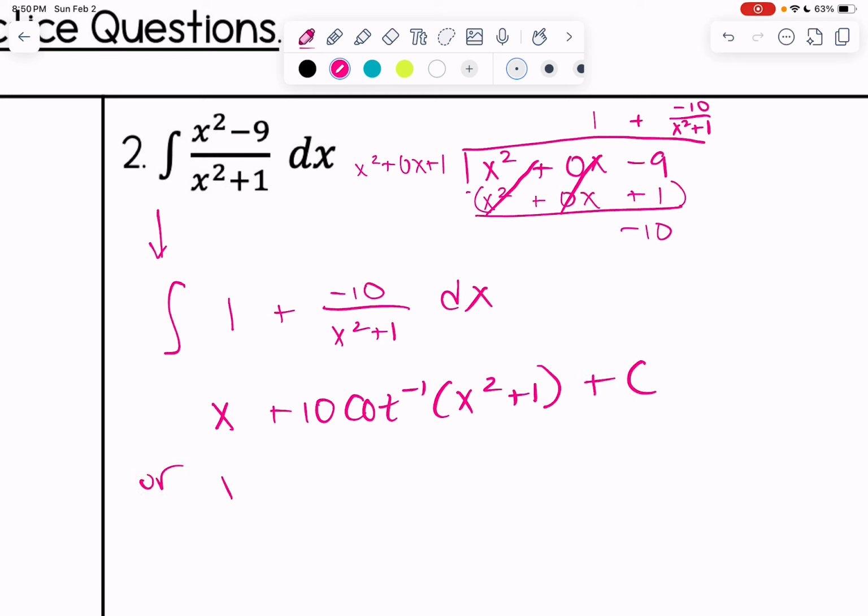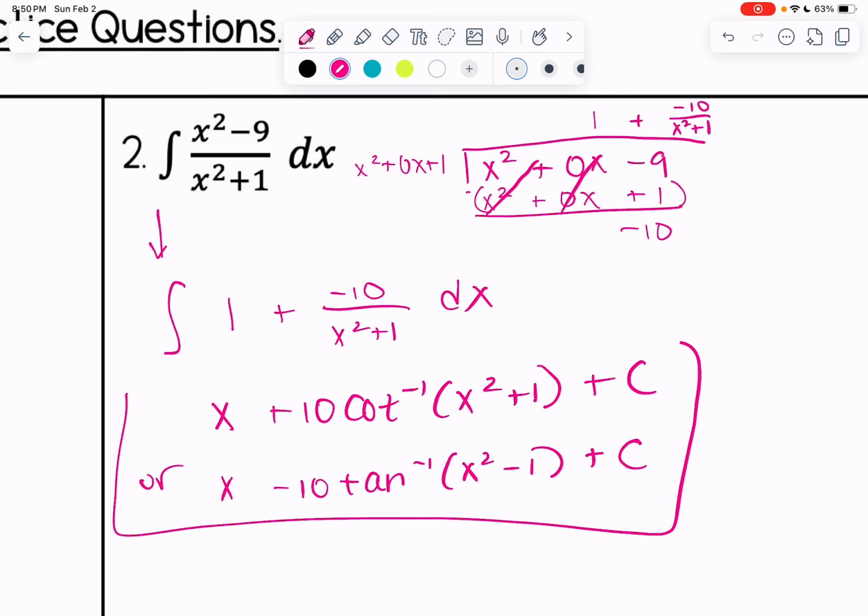But just like we talked about in the last problem, you could technically make inverse tangent work here as long as we negate the value. That's because the antiderivatives for inverse tangent and inverse cotangent are just opposites from one another. So both of those answers would technically work for number 2.